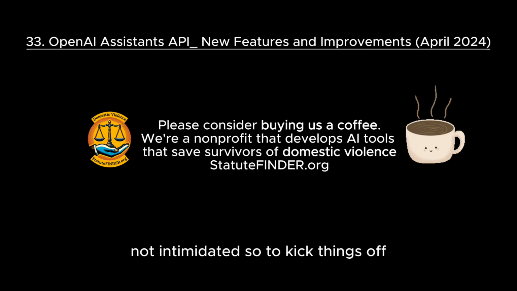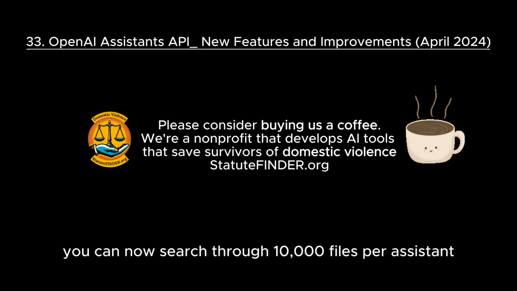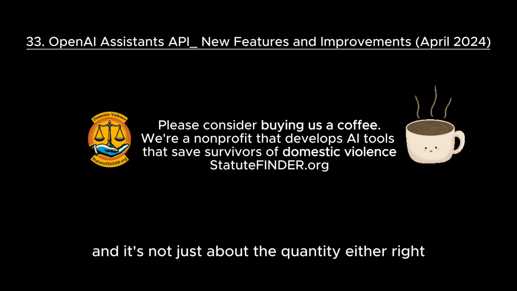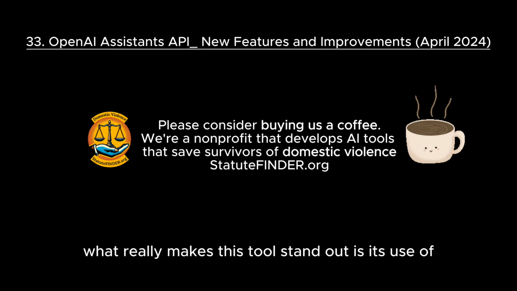So to kick things off, let's talk about some of the coolest updates they've made. All right. One that really caught my eye was the improved file search tool. Yeah, that one's a game changer for sure. Imagine this. You can now search through 10,000 files per assistant. That's 500 times more than before. It's incredible. And it's not just about the quantity either. Right. What really makes this tool stand out is its use of semantic search.